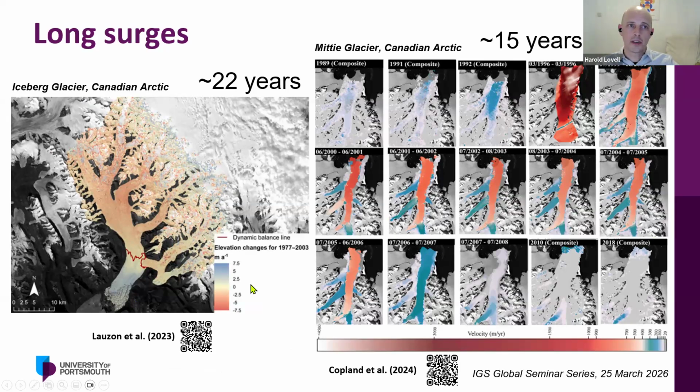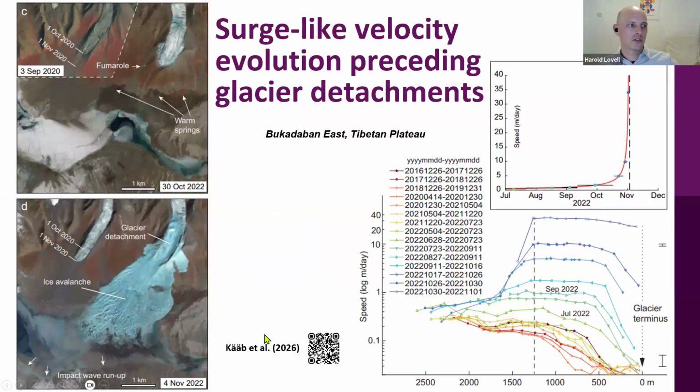The next slide, I'm sure you're hoping is going to be short surges, but unfortunately, I've gone for much snappier: surge-like velocity evolution preceding glacier detachments. But effectively, these are short surges, if you like. So we've probably seen examples of these glaciers which are collapsing and producing these large avalanches.